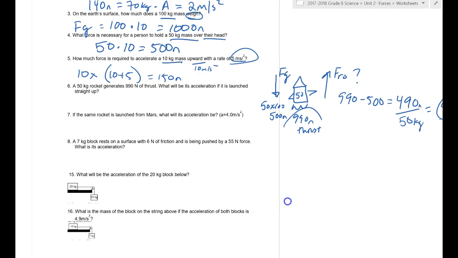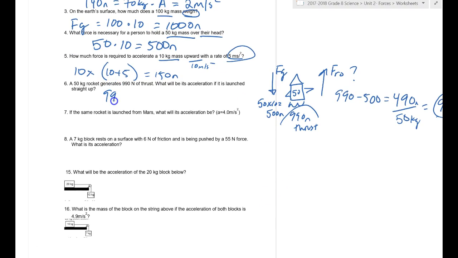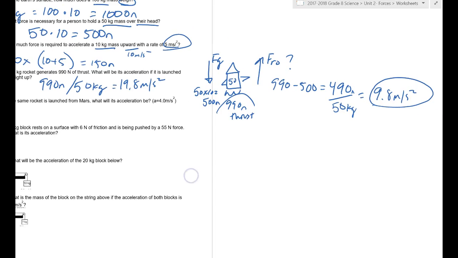Another way to solve this is taking 990 newtons of thrust and dividing it by the 50 kilograms of the rocket's mass. We know that 990 divided by 50 gives us 19.8 meters per second squared. Now you should be thinking, wait a second, that's not the right answer. That's not 9.8 meters per second squared. It's 10 meters per second squared faster.